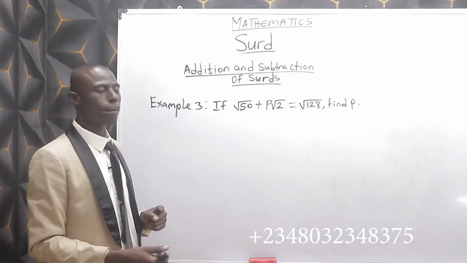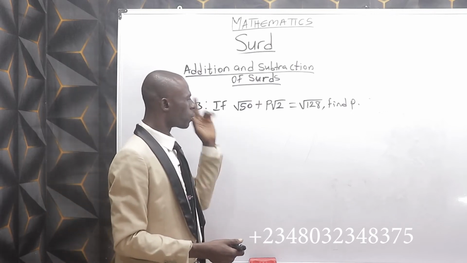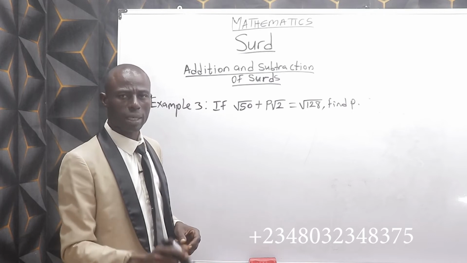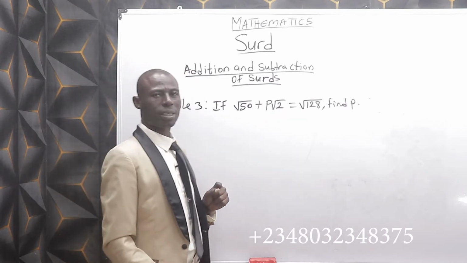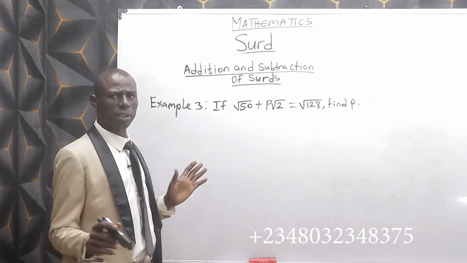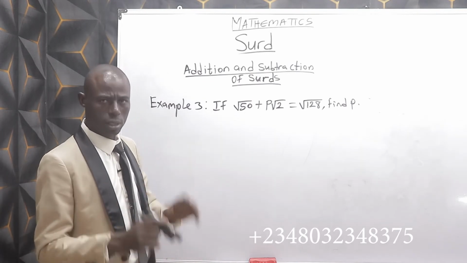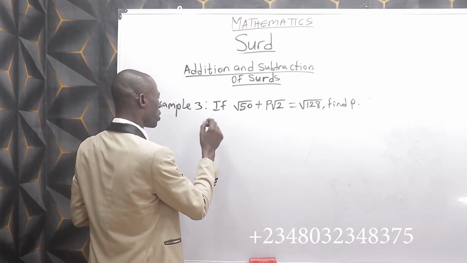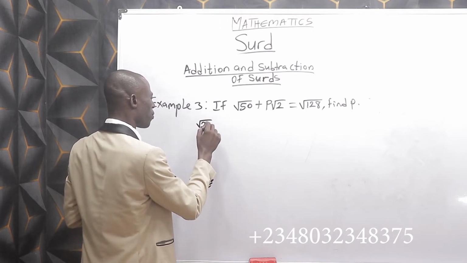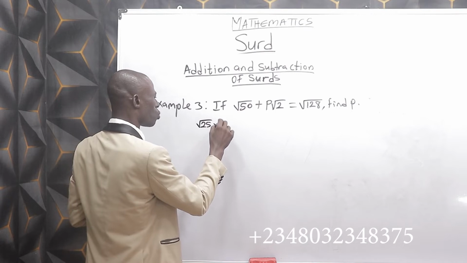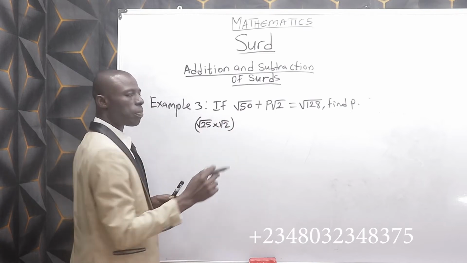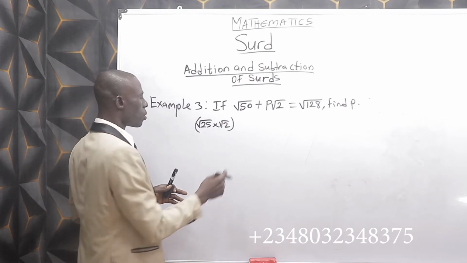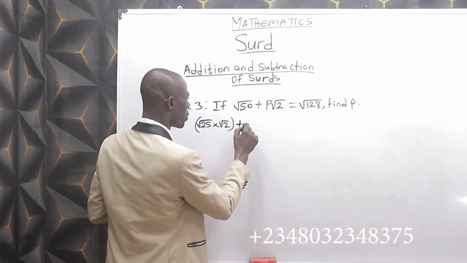Example 3. If root 50 plus p root 2 is equal to root 128, find p. What do we do? The same process. Simplify each surd. To simplify root 50, you have root 25 times root 2. 25 is the perfect square that we have in 50. So, plus p root 2.